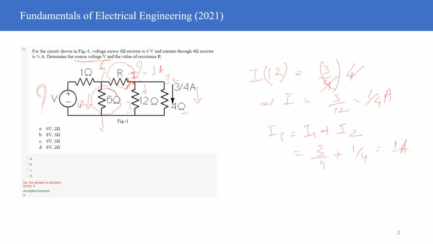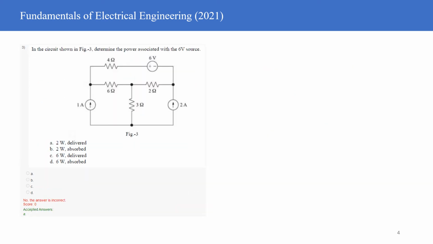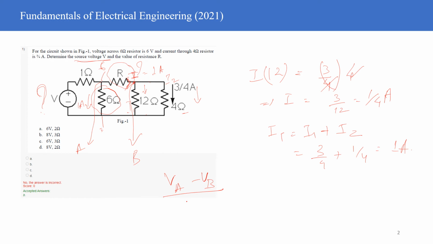And the voltage at this point can be evaluated. Let me call this point B, and this point here we call A. So VA minus VB divided by the resistance R must be equal to I total, which we have determined here. So what is VA? VA is 6 volt. And VB we have to find out. And that is divided by the resistance R.